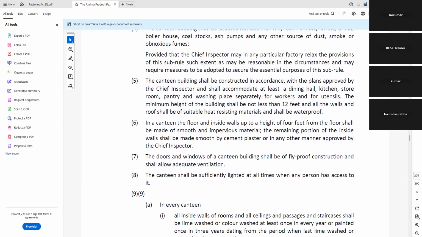So the canteen building shall be constructed in accordance with the plans approved by the chief inspector and shall accommodate at least a dining hall, kitchen, storeroom, pantry, and also a washing place separately for the workers and for the utensils. And also the minimum height of the building shall not be less than 12 feet, and the walls and the roof shall be of suitable heat resisting materials and also shall be waterproof so that it can be washed. Okay, it should not be less than 12 feet.